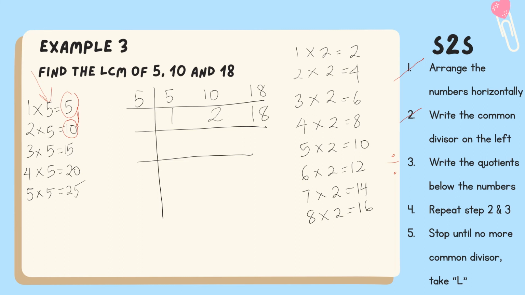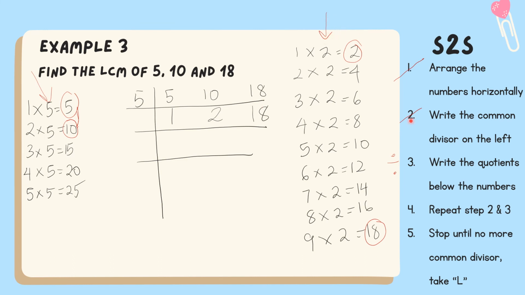9, oops, sorry. 9 times 2 is 18. So we have a 2 and we have an 18 here, and the common divisor is 2. Now, you do not need to worry about the number 1 because you can always drag it down, as long as the two numbers here have a common divisor, and the common divisor is 2.